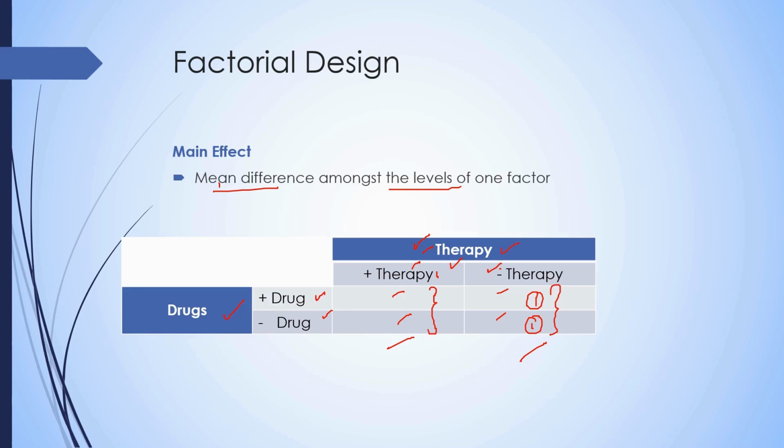under this factor. Similarly, if you take mean difference among these two numbers, we'll get the main effect of the level plus drug. Similarly, if you take mean difference among these two numbers, we'll get the main effect of this level minus drug. So across the row, we have a main effect. Across this row, we have another main effect. Across this column, we have one main effect. And across this column, we have another main effect. So what is main effect? It's the mean difference among the levels of one factor.